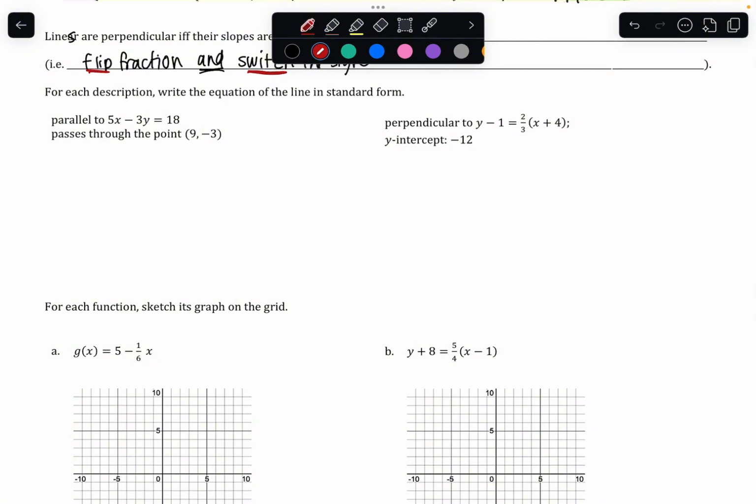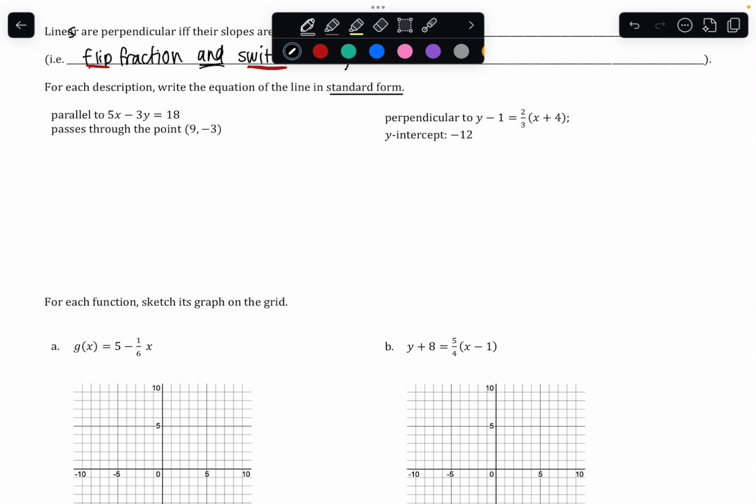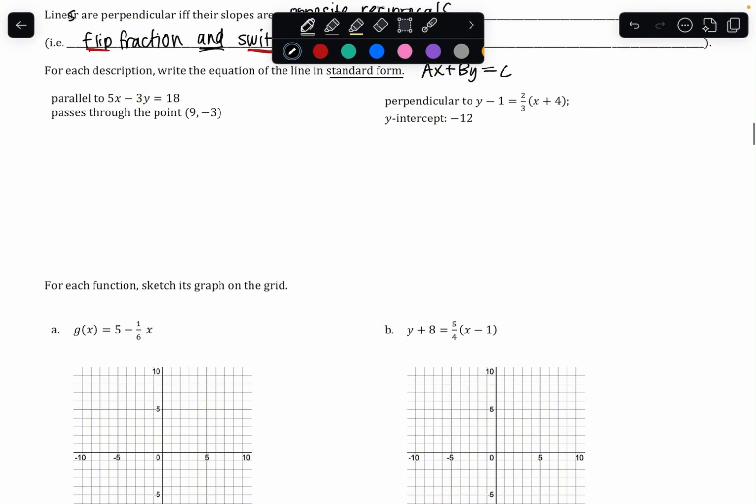Okay, so for each description, write the equation of the line in standard form. Standard form is ax plus by equals c. So that's our goal. We need to be parallel to this line, so we need to find the slope of this line. It's currently in standard form, so to find the slope, we need to convert it to slope-intercept form. To do that, you move the x back to the other side, and it's going to become -5x.